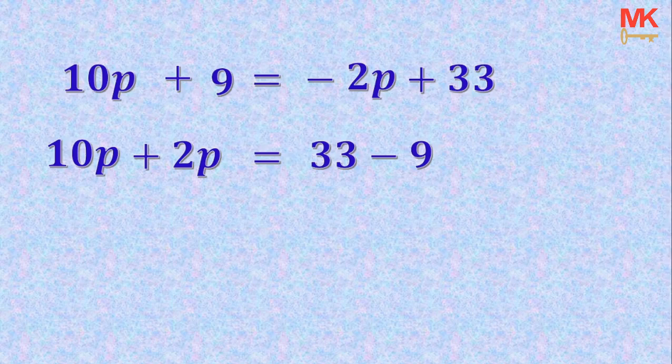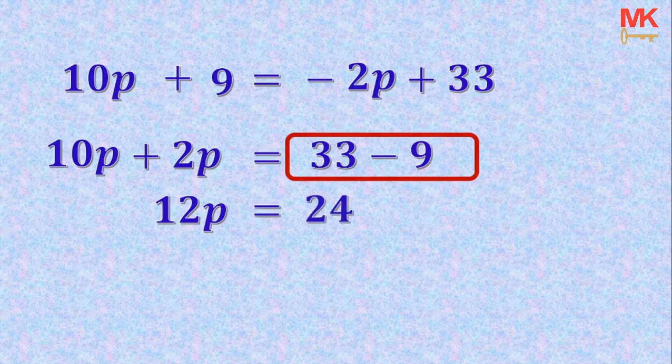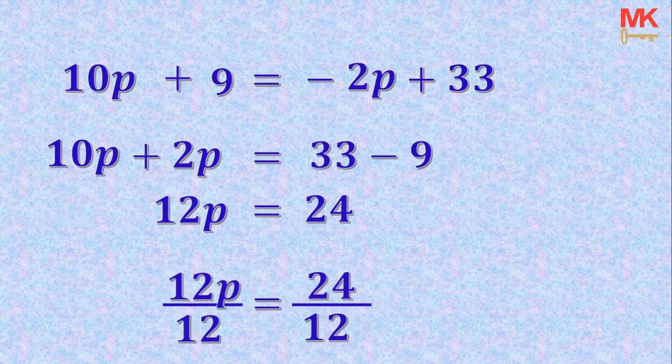At the left hand side of the equation, you will see that 10p plus 2p gives us our 12p, and at the right hand side, we have 33 minus 9, which gives us 24. Again, we're going to divide both sides of this equation by the coefficient of the variable p. Of course, the coefficient of p is 12. That means we're going to have another fraction, and we'll bring down our 12p and 24 and then divide both sides of this equation by the 12. So 12 cancels 12, and of course, p equals 2. And that's because 24 divided by 12 equals 2.